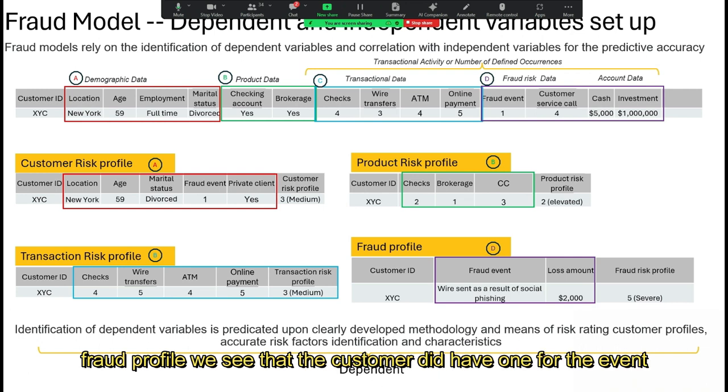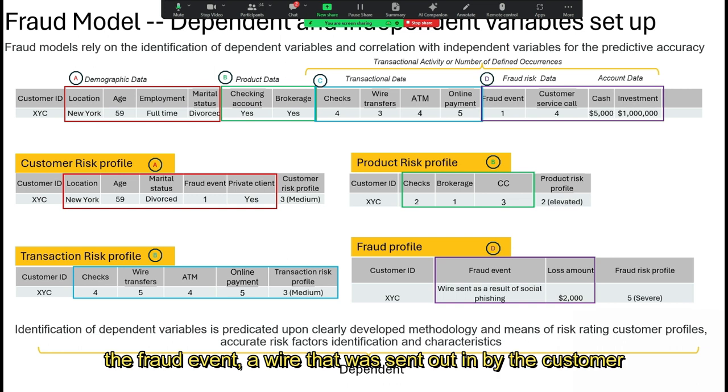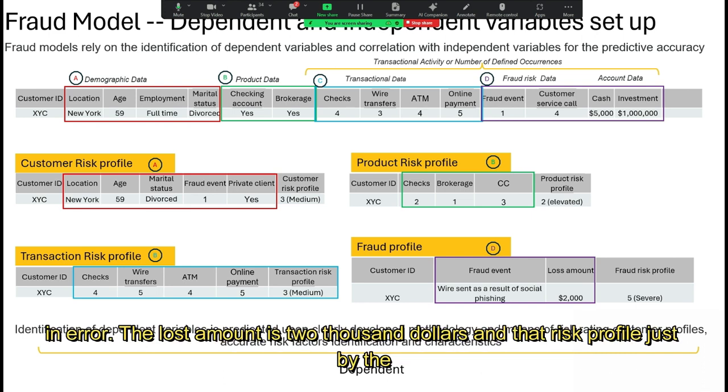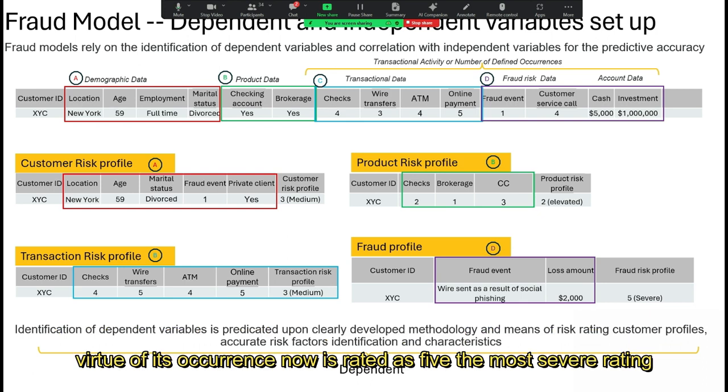When we look at the fraud profile, we see that the customer did have one fraud event. The fraud event is a wire that was sent out by the customer in error. The loss amount is $2,000, and that risk profile, just by virtue of its occurrence, now is rated as 5, the most severe rating.